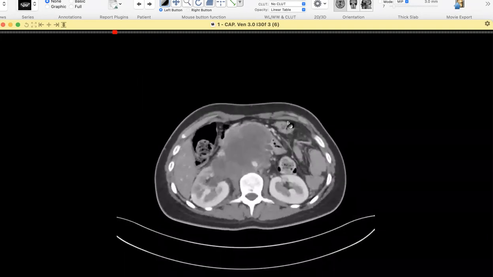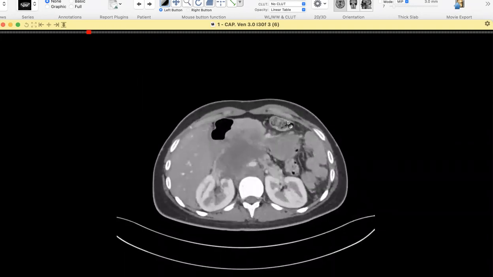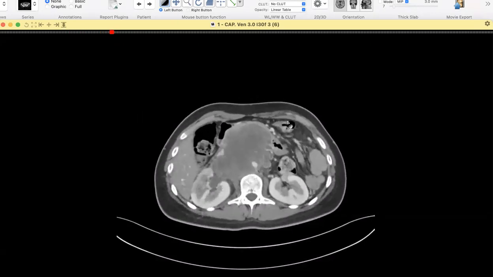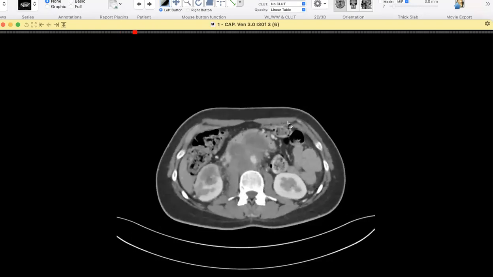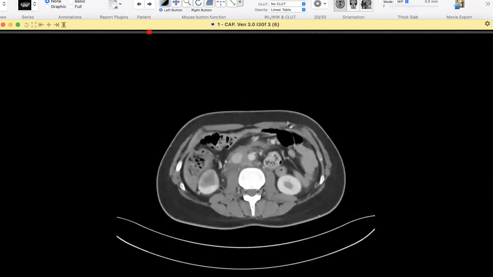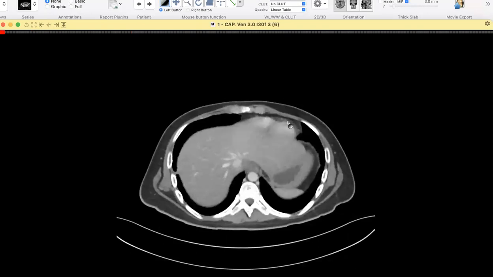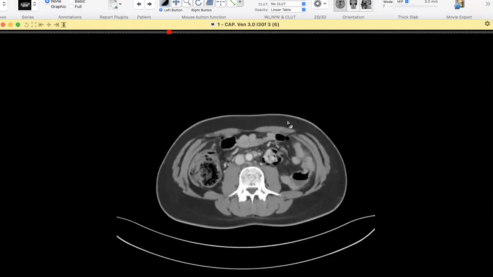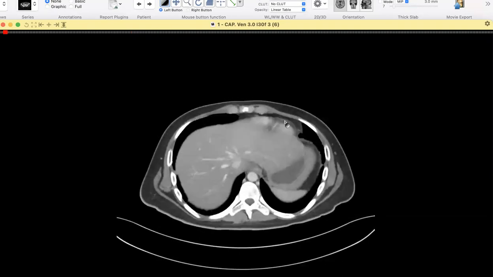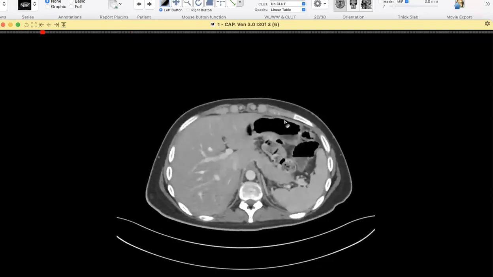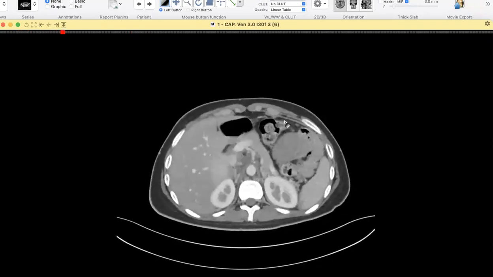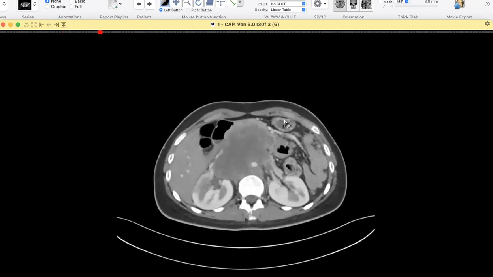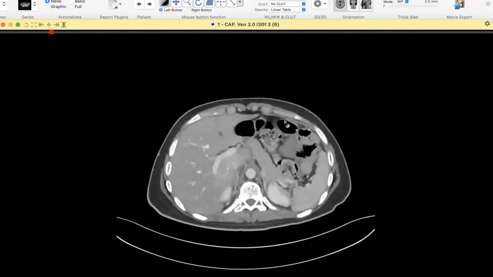The lesion is seen also involving the right renal artery with subsequent segmental infarction of the right kidney. Anyway, the lesion is extending from the level of the renal hilum down to the level of the aortic bifurcation. The other organs are unremarkable, the pancreas in particular. Time is over.